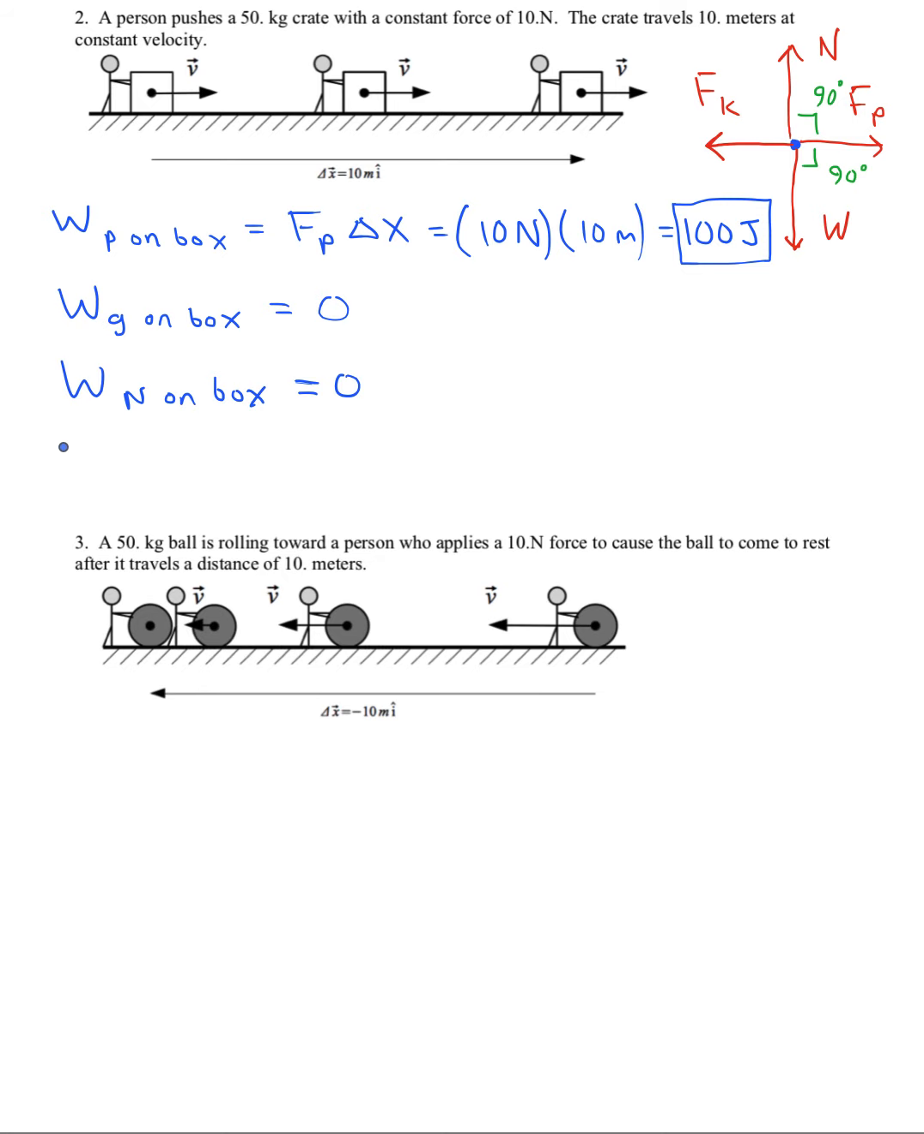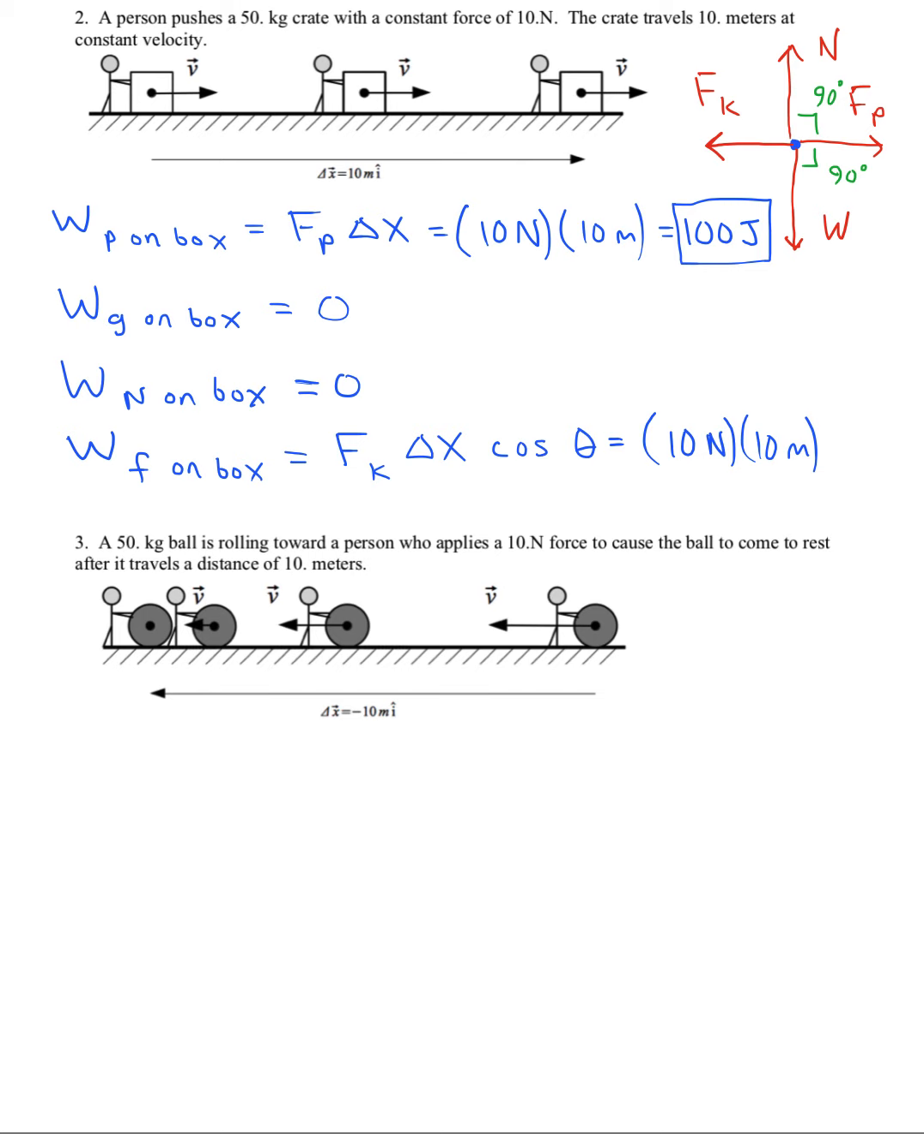But there's one new force to consider here. It's the friction. So let's find the work of friction on the box. We need the force of friction times the displacement of the box. And this time, let's consider the cosine of the angle. So if there's 10 newtons of forward force, there must also be 10 newtons of kinetic friction here. It's the only way the box could stay at constant velocity. The box travels 10 meters.